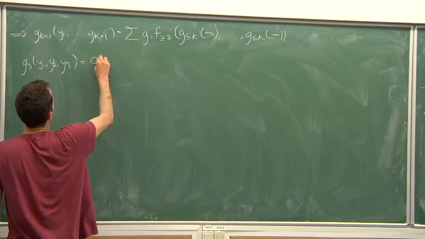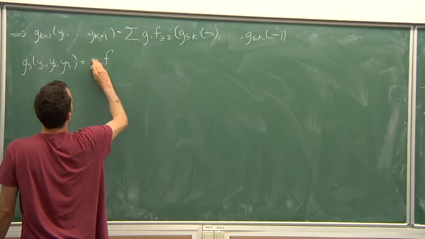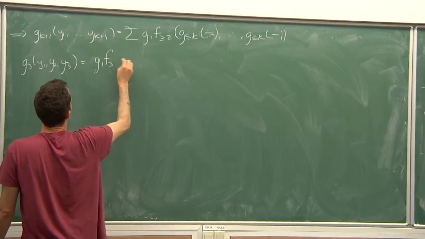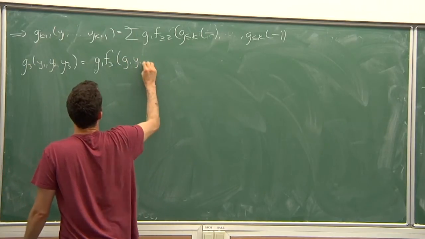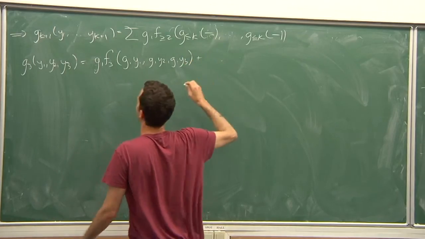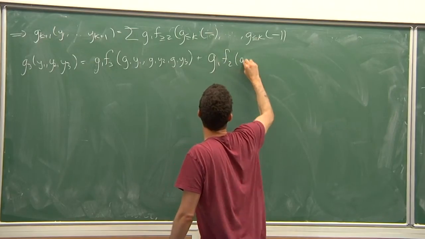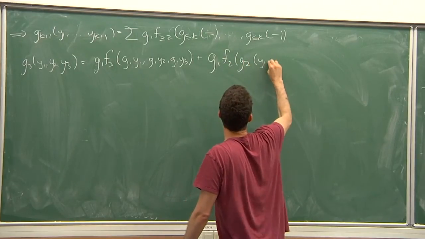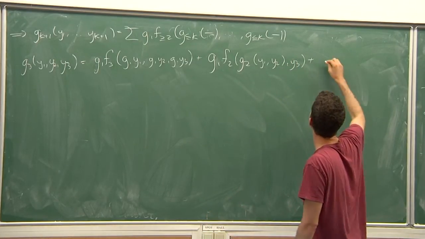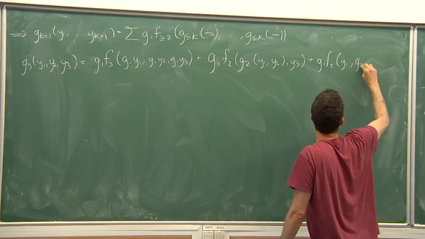You get here G1 applied to F3 applied to G1, Y1, G1, Y3. And you have two ways of doing this, right? You can apply G1 to F2. And here you have G2 of Y1, Y2, and Y3. And the other way around. So Y1.